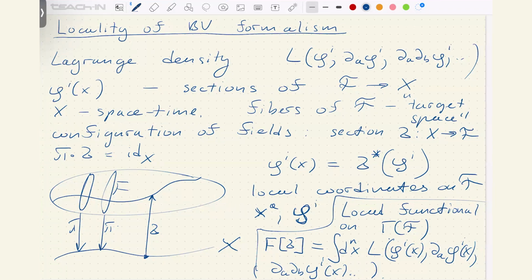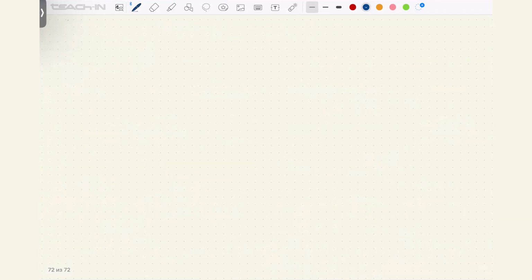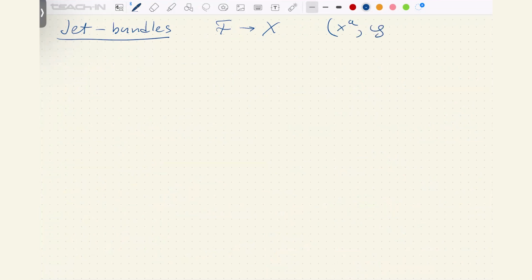Okay, and the technique to work with them is precisely these jet bundles, which we discussed in the case of mechanical systems, in, let's say, a simplified version of the same story. So what is a formal definition? If we have a bundle F over X, we keep the same notations, so x^a and phi^i for coordinates.